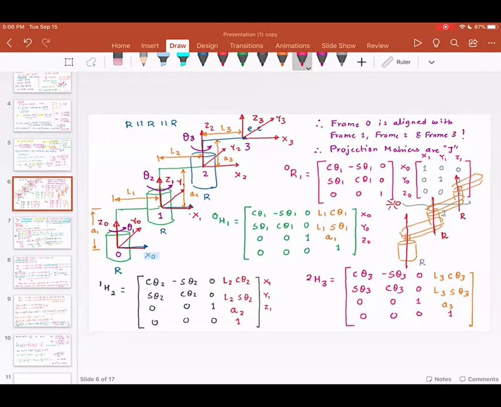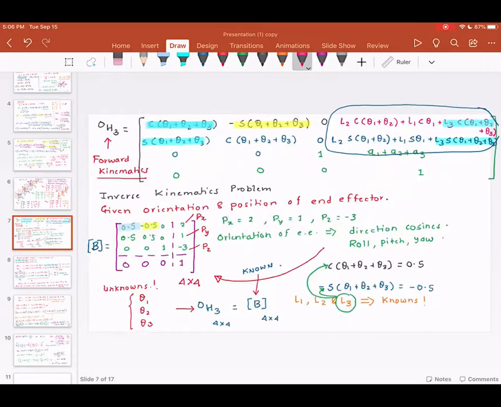The first step to solve a problem like this is to work out the forward kinematics. Forward kinematics means finding out 0H1, 1H2, and 2H3. Once you have these matrices, you multiply them, and then you will have a final homogeneous transformation matrix. We use MATLAB to solve this problem. The final homogeneous transformation matrix is given as 0H3, and I have shown that matrix over here.